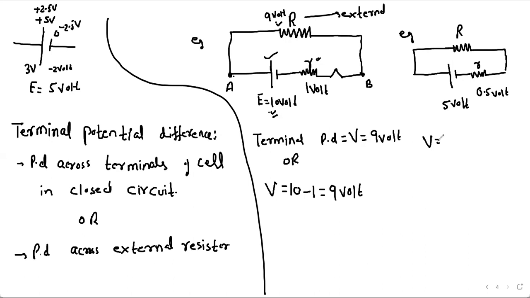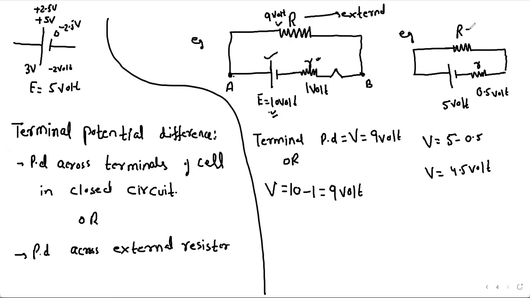Yes, it's 5.5. Yes, sir. Okay. Fatma, how much is the terminal potential difference in this case? 5 minus 0.5, 4.5. Yeah, it's 5 minus 0.5, Shahzada. We are subtracting the potential difference across the internal resistance from the EMF. Okay. So it's 4.5.